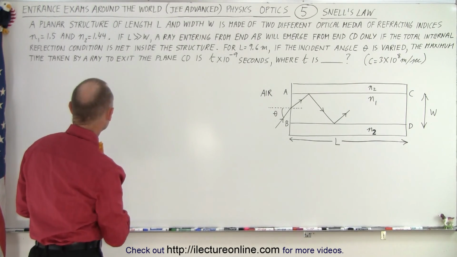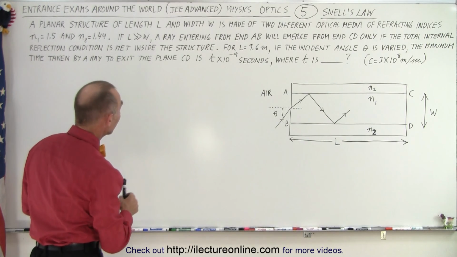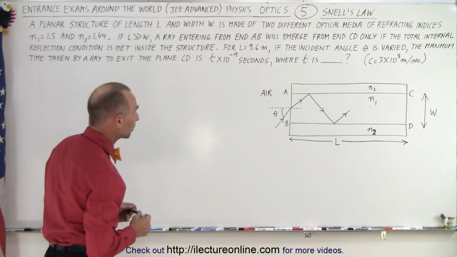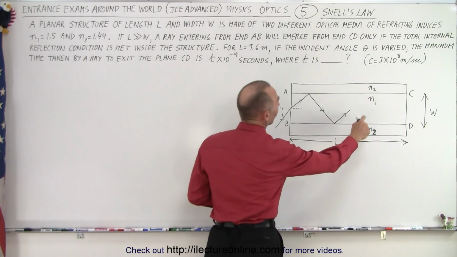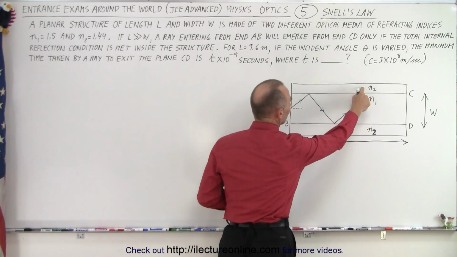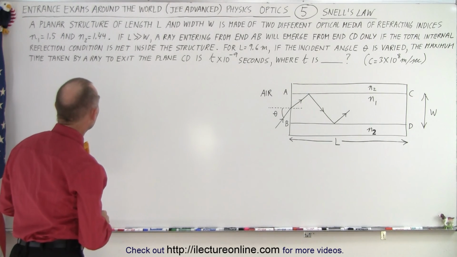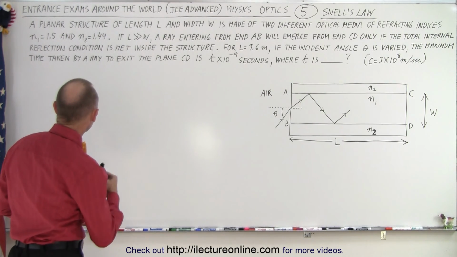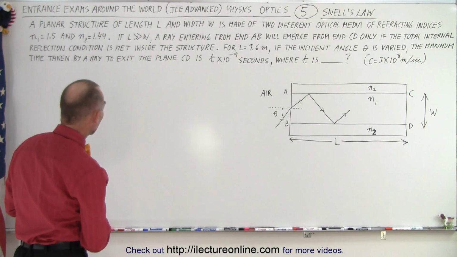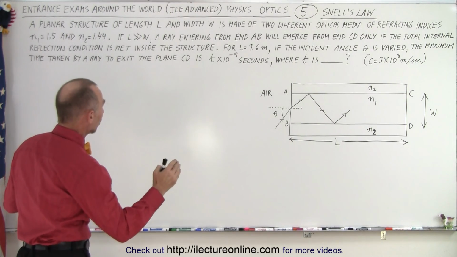Let's read it together. It does deal with Snell's law, and we'll see in just a moment why. A planar structure of length L and width W is made of two different optical media, one that has an index of refraction N1 and one that has an index of refraction N2. N1 is 1.5, N2 is 1.44. Assuming that L is much larger than W.